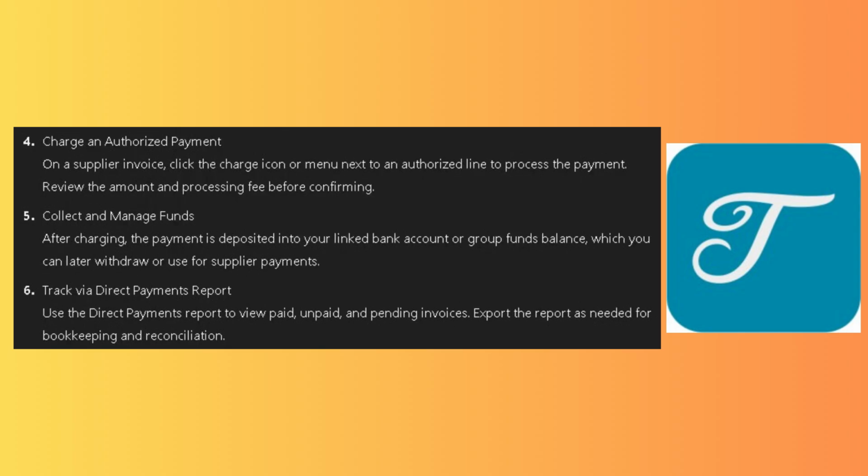Charge an authorized payment. On the supplier invoice, click on the charge icon or the menu next to the authorized line to process the payment. Review the amount and processing fees before confirming. Collect and manage funds. After charging, the payment is deposited into your linked bank account or group funded balance, which you can later withdraw or use for supplier payments.